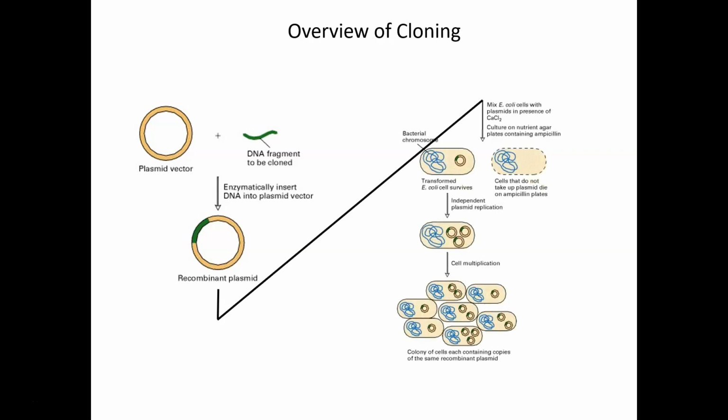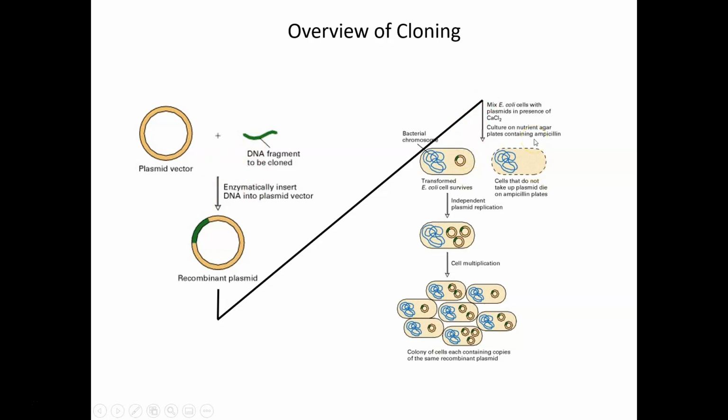We can then do a transformation, which is the term used for getting foreign DNA to be absorbed by a host cell. So we would take bacterial cells such as E. coli, we would mix them with our recombinant plasmid. Some of those bacterial cells would be successfully transformed. They would absorb our plasmid.